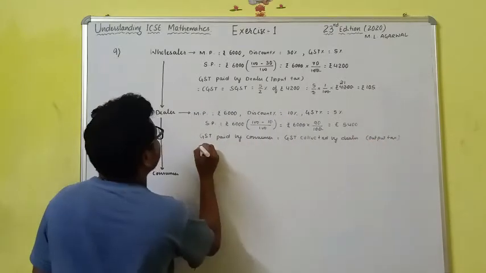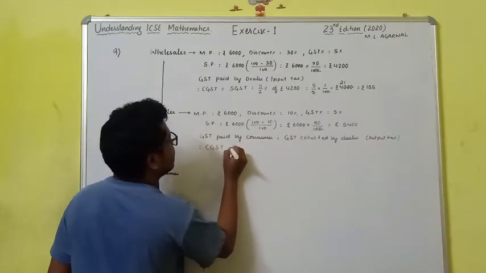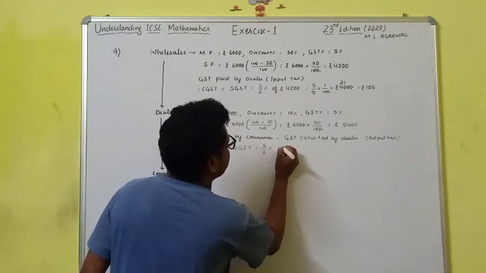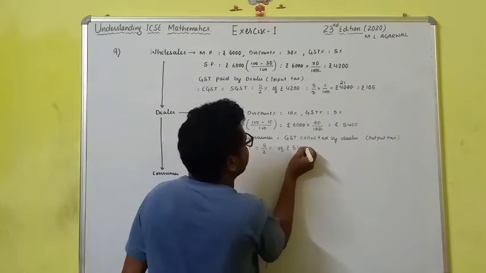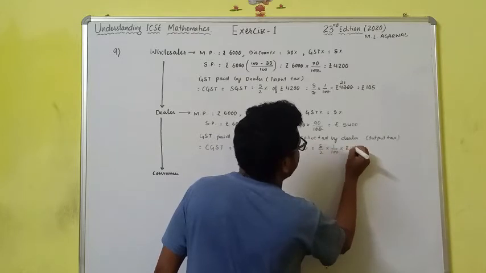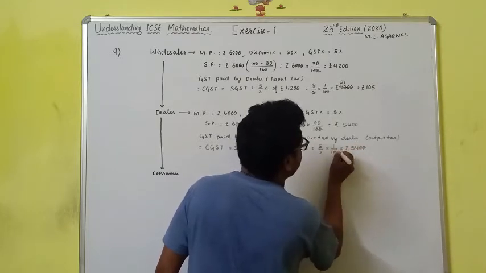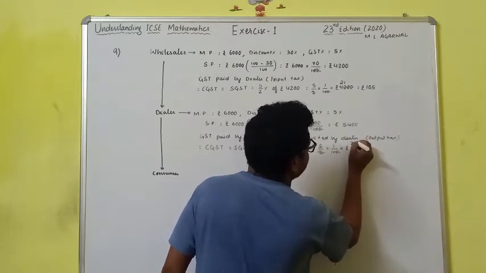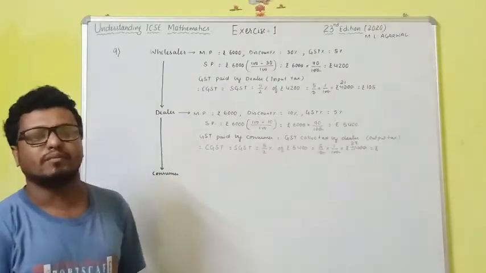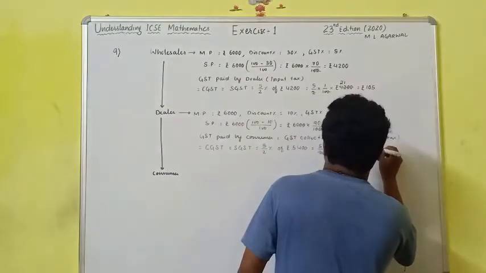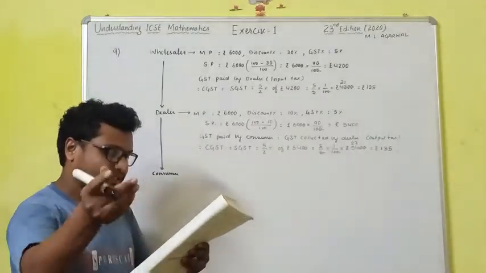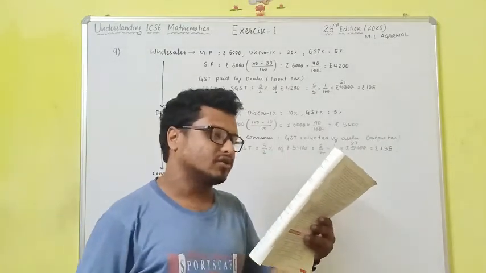Again, CGST and SGST. CGST is equal to SGST is equal to 5 by 2 percentage of rupees 5,400. So it will be equal to 5 by 2 into 1 by 100 into 5,400. Cancel it. 0 cancel. 2 27s are 54. 27 into 5, I think it will be 135. Yes, 135.